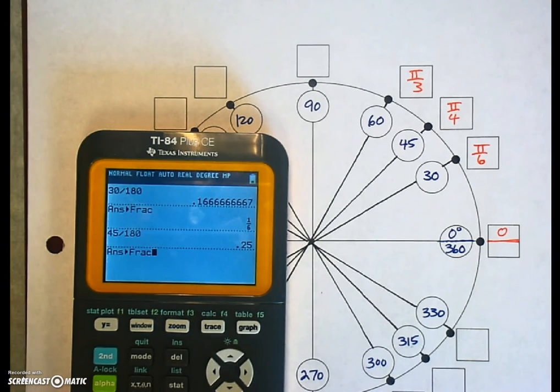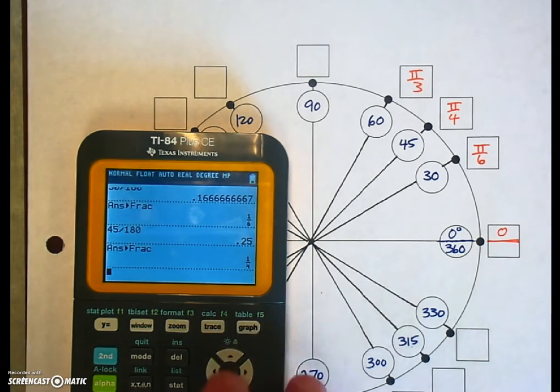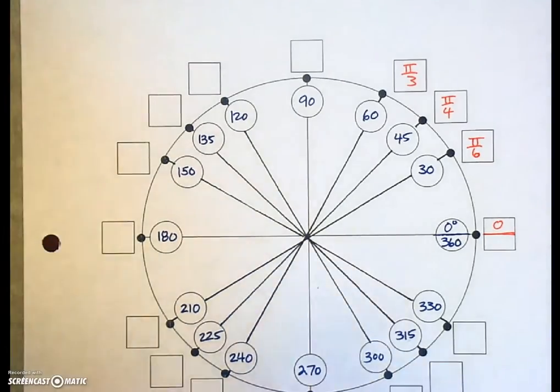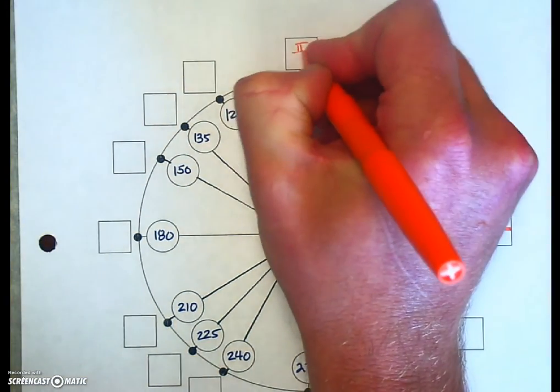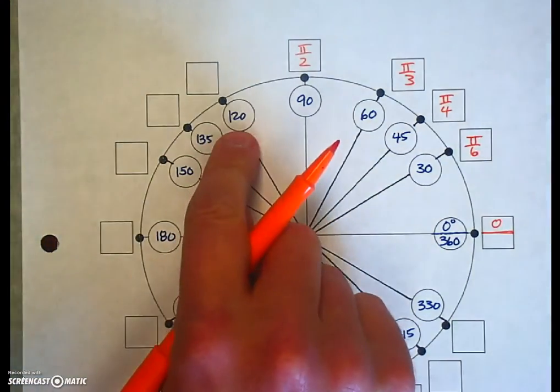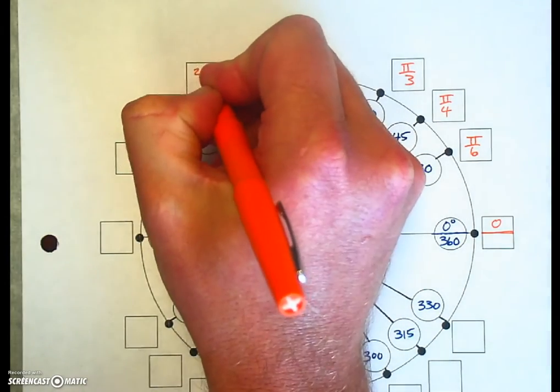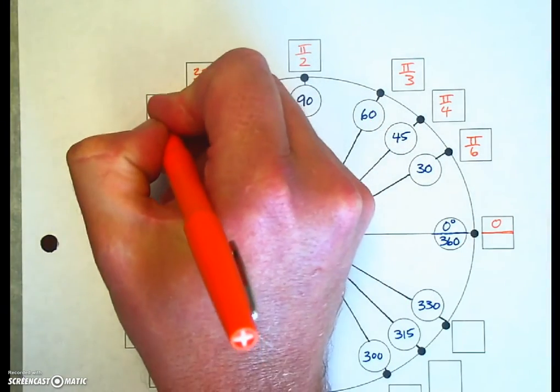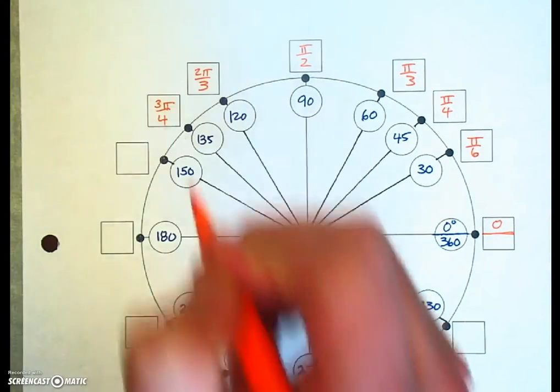Math, fraction, that's 1/4, so I made that pi over 4. So moving on around, 90 would be pi over 2. 120, that would come out to be 2 pi over 3. And then 135 would be 3 pi over 4.